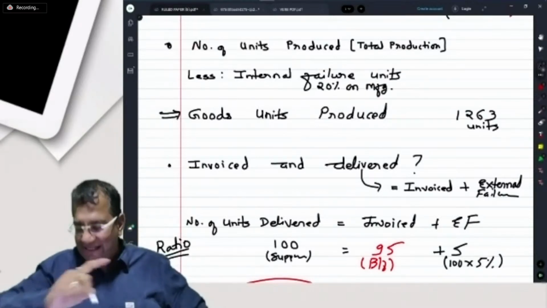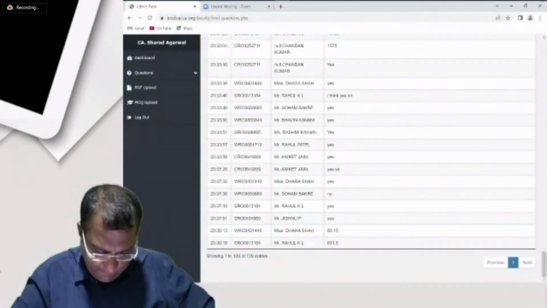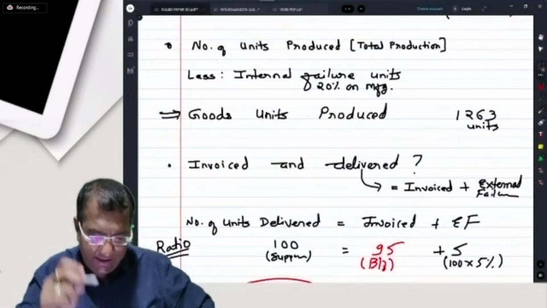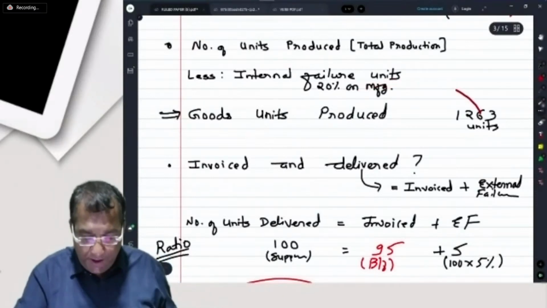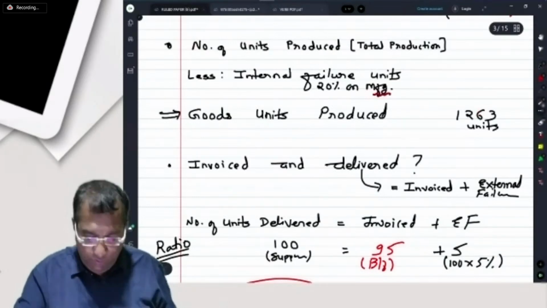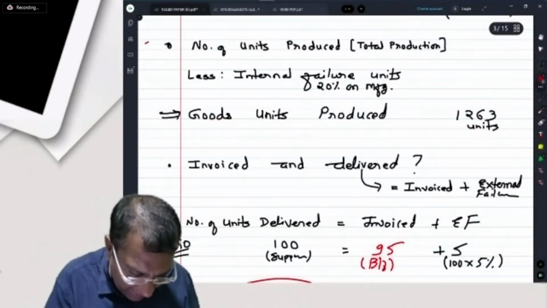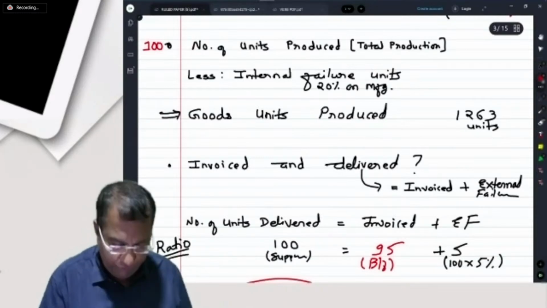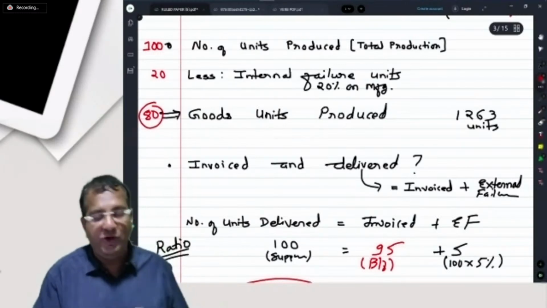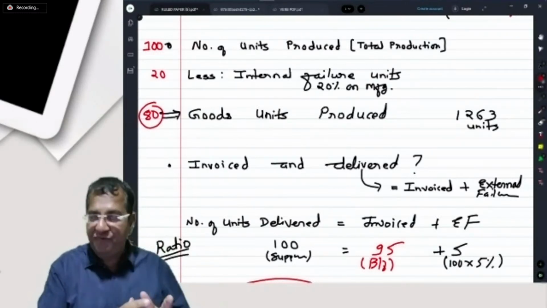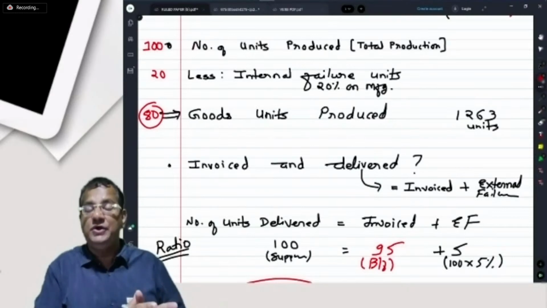No. Now think, they have told that internal failure is 20% on units manufactured, whether we can apply directly 20% on 1263 units? No, because 20% is on units manufactured, while these are the good units produced. So suppose good unit manufactured is 100. So the internal failure is 20% of units manufactured. So the good unit will be in the ratio 80. So if we manufacture 100 units, then 20 units from it become internal failure, so good unit is equal to 80% in ratio.